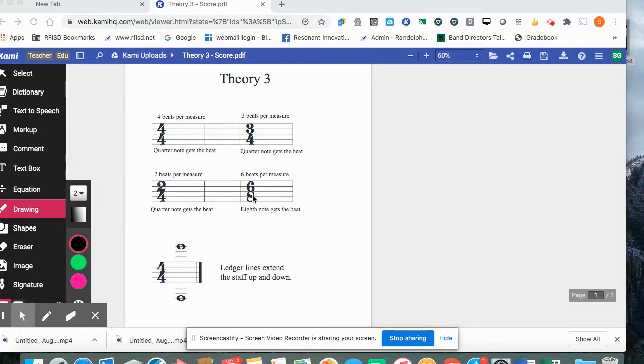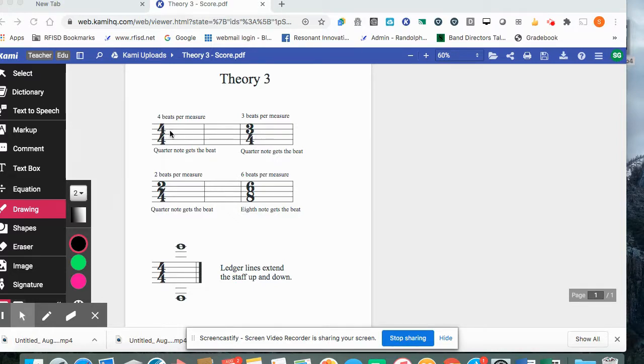When we come down to here, we see there's an 8 down here. That means there are 6 eighth notes per measure, or something equal to that. If I had a 2 on the bottom, we could think of it like a half note. It would be whatever number is on top, in half notes per measure.